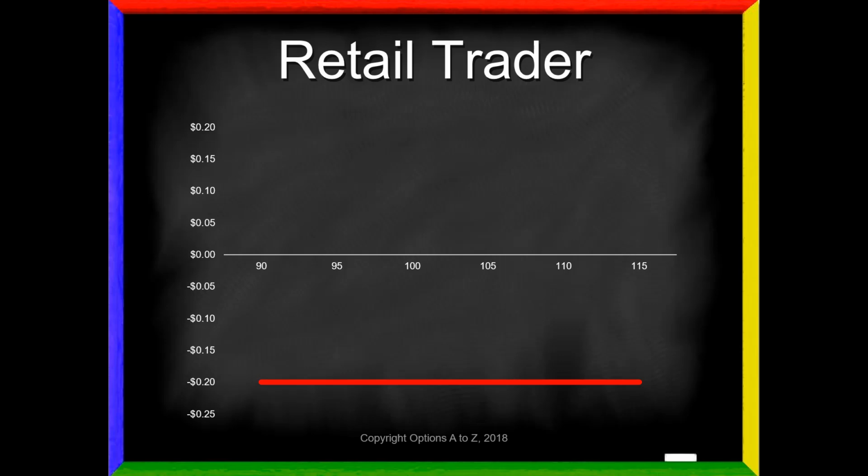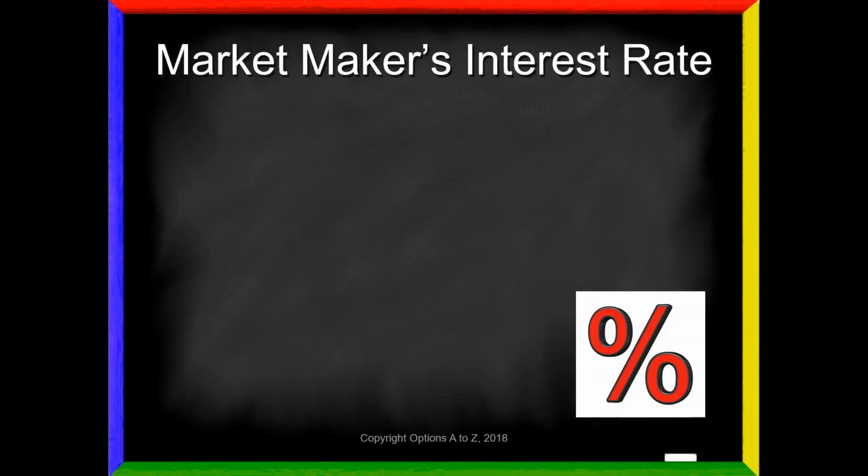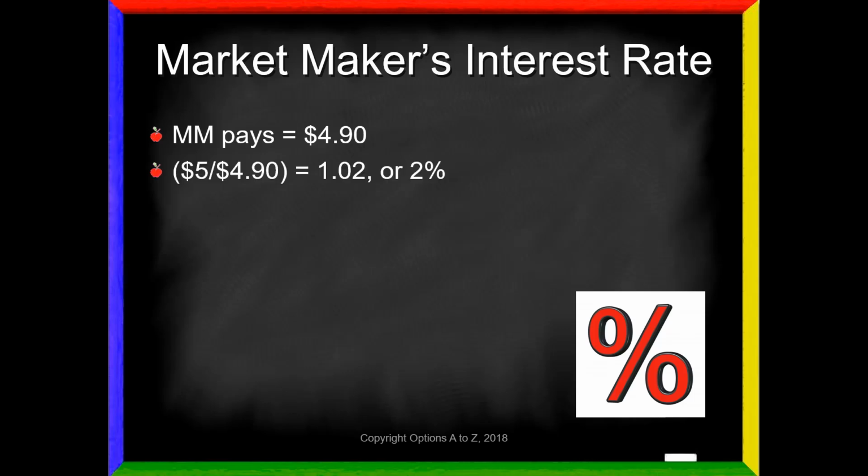Well, let's take a look at the market maker's interest rate. Remember, the box spread is guaranteed, so it should be priced at the risk-free interest rate. Well, in our example, we saw that the market maker was trying to pay $4.90. So what interest rate is being implied here? Well, that's easy to figure out. Just take the $5 value at expiration divided by his purchase price. So $5 divided by $4.90 is about 1.02, a touch more, but roughly 2%.